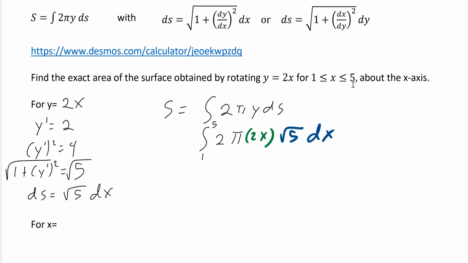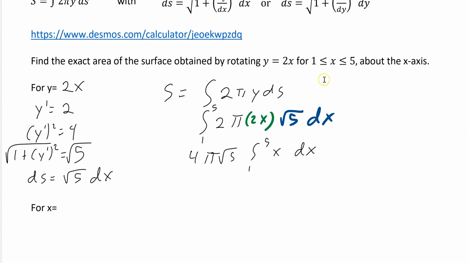Just like that. All right, so if we take out the 2 pi, that'd be 4 pi rad 5, and then integral from 1 to 5 of x dx. So let's double check that: 2 times 2 rad 5 pi x. Okay, so then we end up with 4 pi rad 5 and then 1/2 x squared. And so the half will cancel, and we end up with 2 pi rad 5.